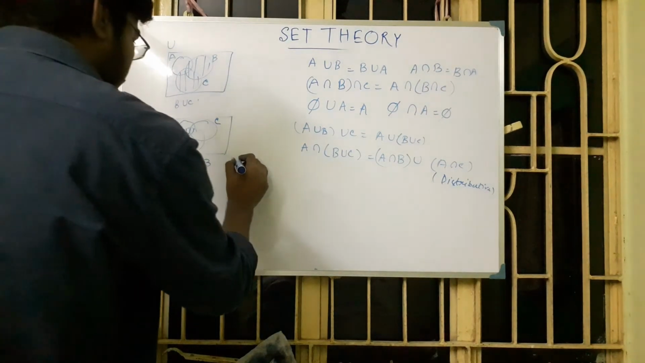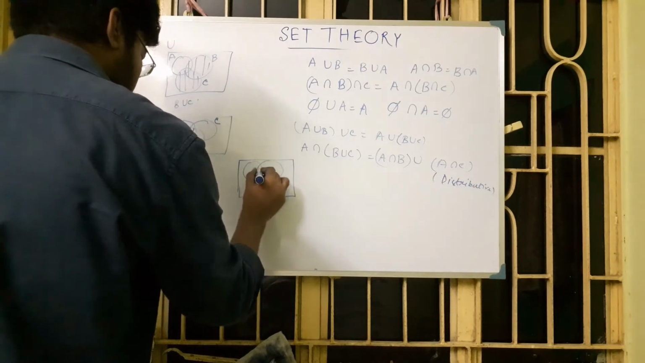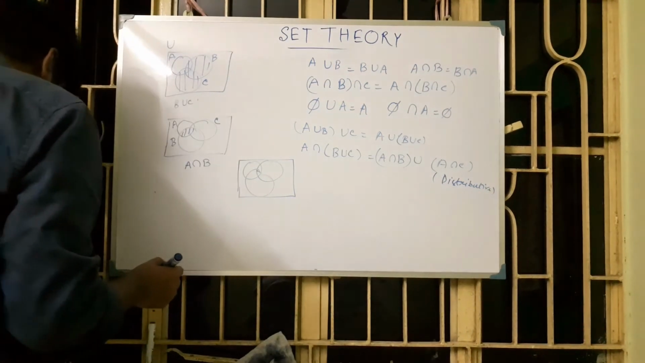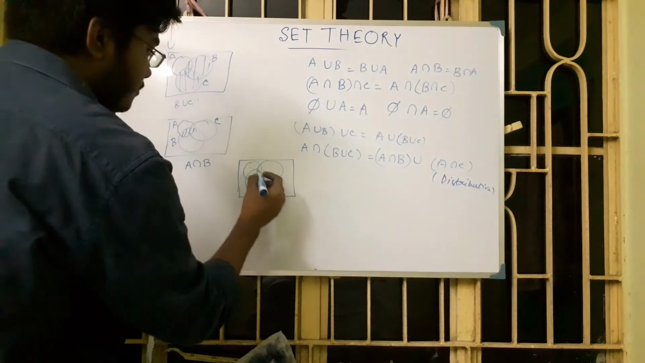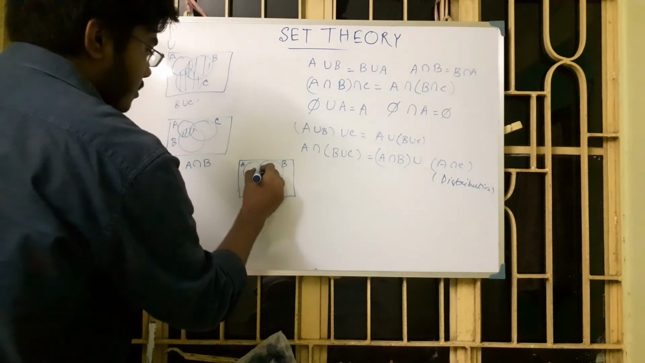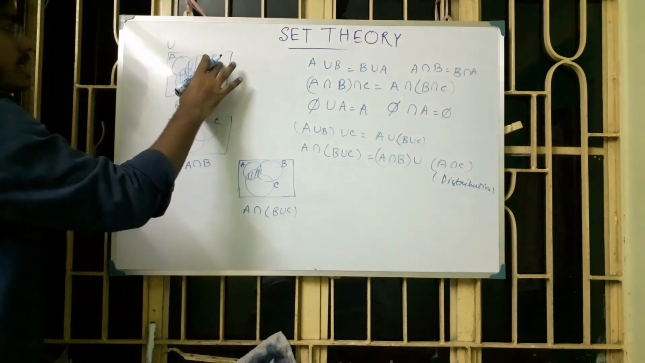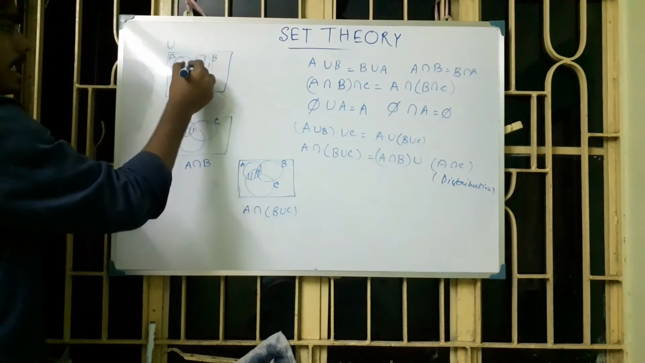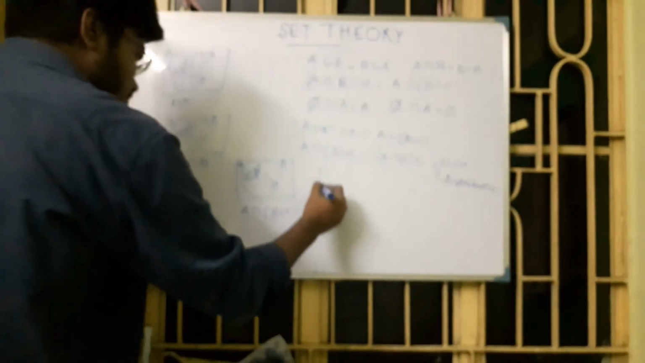Okay, and now if this is the case, then A intersection B, okay, B union C, okay, A, B, C, then this is A intersection B union C. Look, B union C is this, and A intersection means the common part between A, B and C, that is this part. This part. Okay?